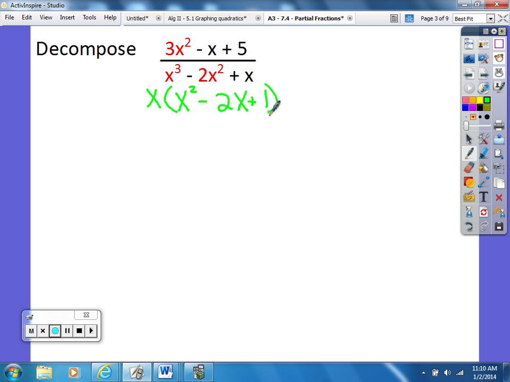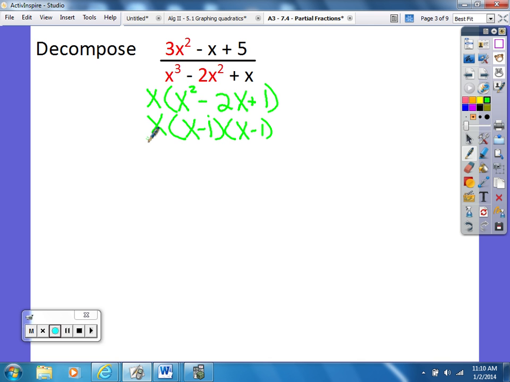Then I try to go further with that. What times what is 1 but adds to negative 2? Negative what? Yeah. I don't think you will. No, you don't have to factor the top at all. You don't need to factor that top at all. Only the bottom. I'm only looking at the bottom right now.